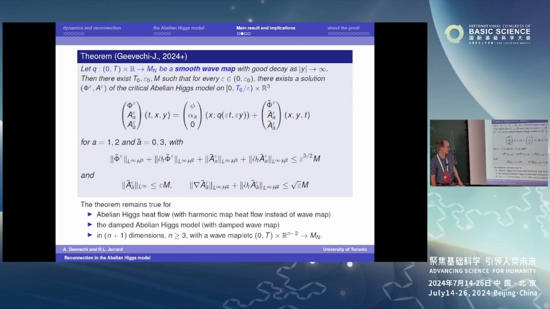Okay, and so these are estimates of the error terms. And then let me remark the theorem actually remains valid. There's a version for the Abelian Higgs heat flow, or indeed we have a 1-parameter family of, say, damped Abelian Higgs equations that interpolate between the heat flow and the wave equation, the Abelian Higgs model. It's also true in arbitrary higher dimensions with a suitable generalization. Okay, and so this is the theorem I would like to discuss in the remaining time.